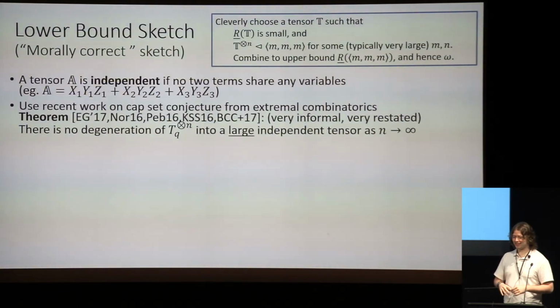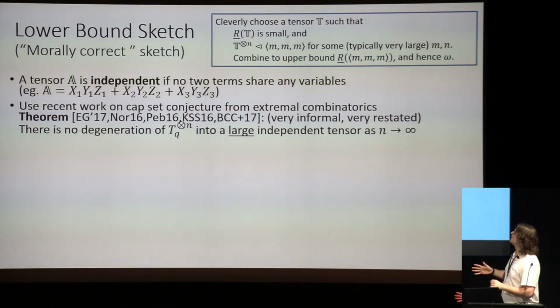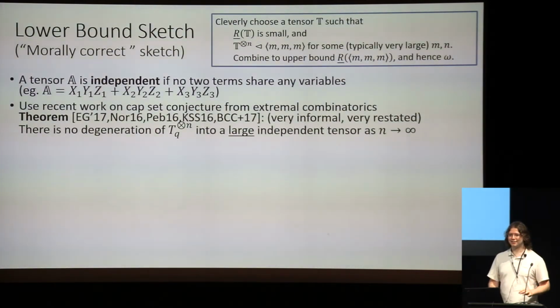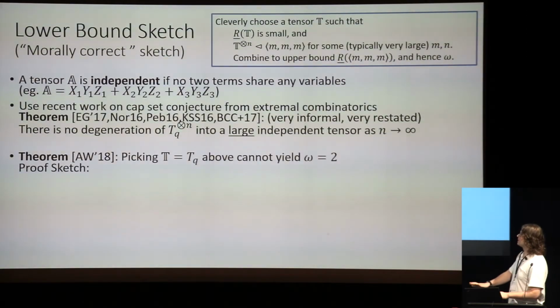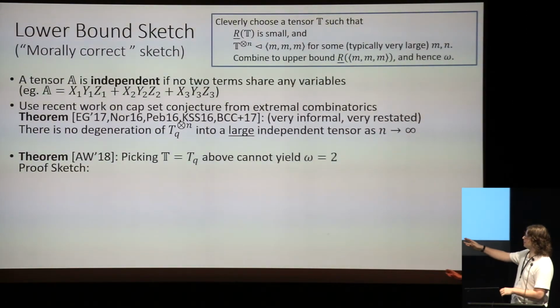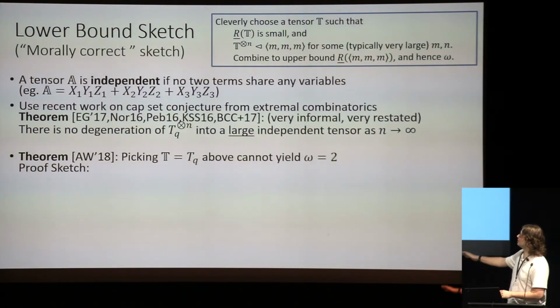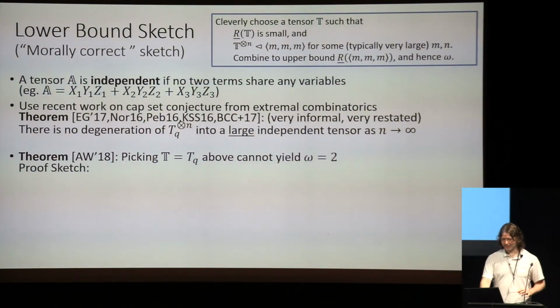So you might think that you can degenerate TQ to a large power into a tensor of asymptotically the same size, but you can use the result to show, no, for any fixed Q, there's no degeneration of TQ into a large independent tensor. So how are we going to use this? Just a reminder, what we're going to show is that for any fixed Q, using TQ can't yield omega equals 2. And the idea is this.